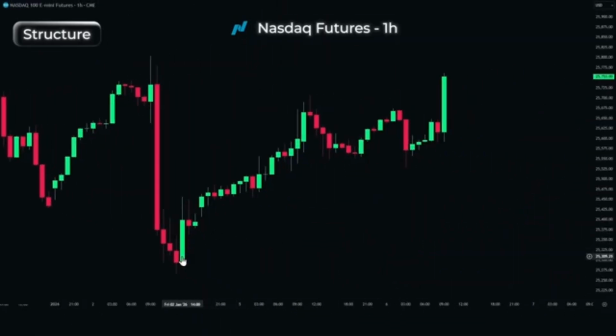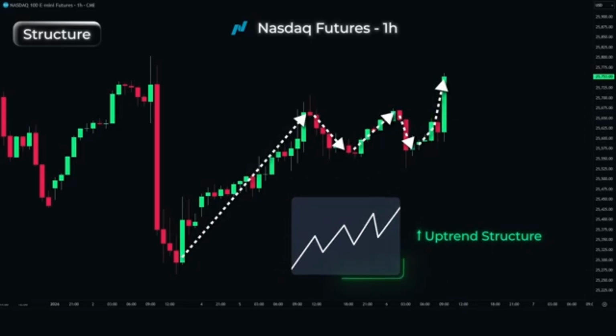Here, we can see that price is currently forming an uptrend. It made a clean upward move, then a slight pullback here, and price consolidated for a bit. But eventually, price continued pushing higher and formed new higher highs. So the current move is clearly an uptrend structure.